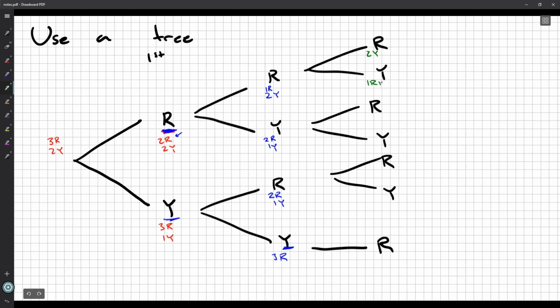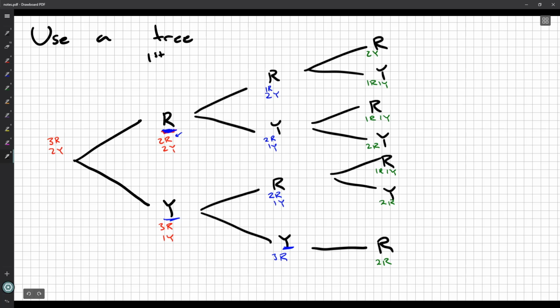Here we've got 1 red, 1 yellow left. 1 red, 1 yellow left. 2 reds left in this case. 1 red, 1 yellow. 2 reds, and 2 reds left. Okay. So these are my possibilities.